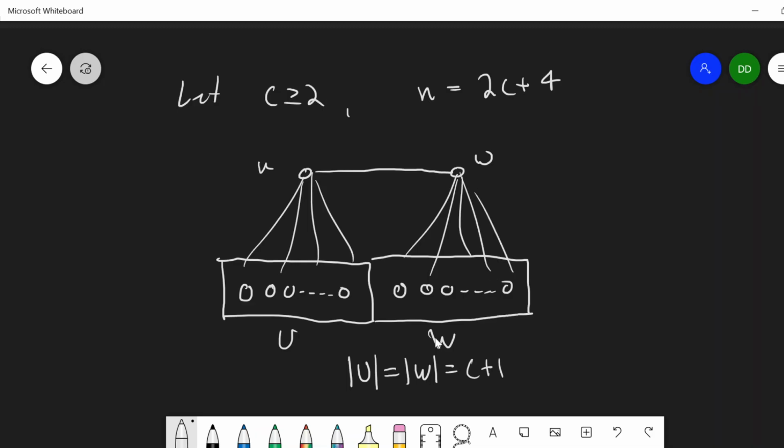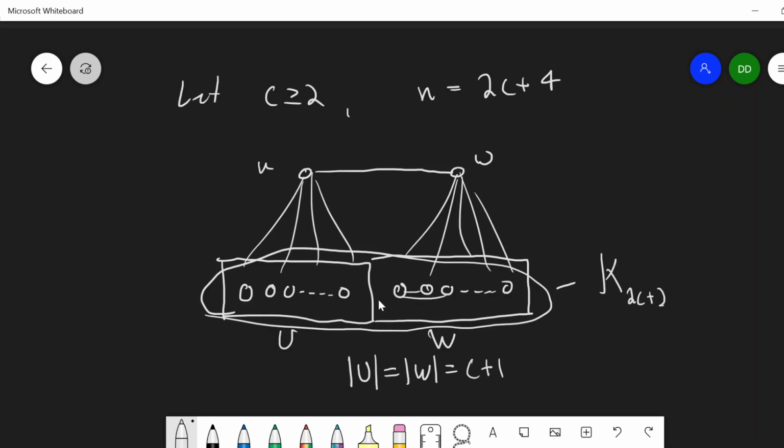This is my graph. Well, not the full story. I'm going to let all of these vertices be adjacent to each other. So this is going to form a K_{2c+2}. I'm going to let all the edges between these vertices be there. I'm not going to picture all the edges because it would get really, really messy. So this is a big complete graph, and then I just have these 2 vertices here.